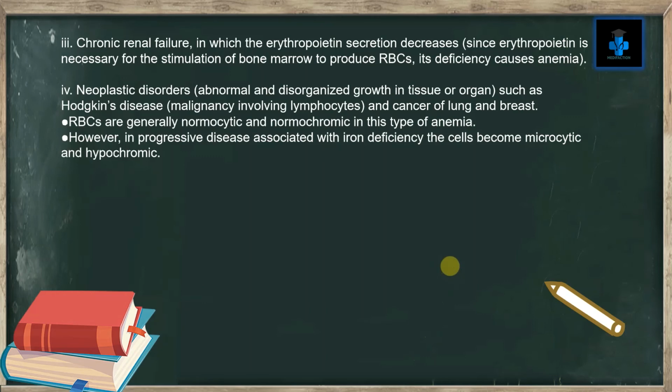Number 4. Neoplastic disorders. Abnormal and disorganized growth of tissue or organ, such as Hodgkin's disease, due to malignancy involving lymphocytes, and cancer of lung and breast. RBCs are generally normocytic and normochromic in this type of anemia. However, in progressive disease associated with iron deficiency, the cells become microcytic and hypochromic.